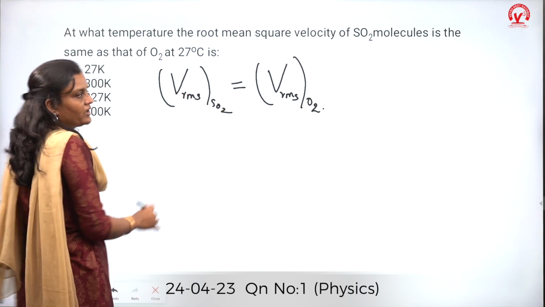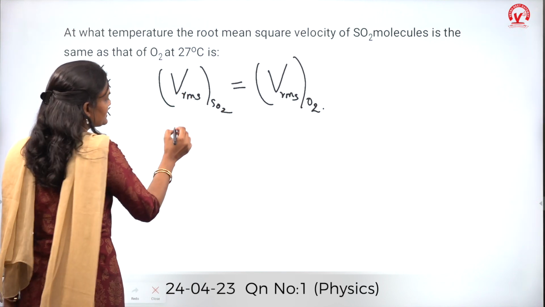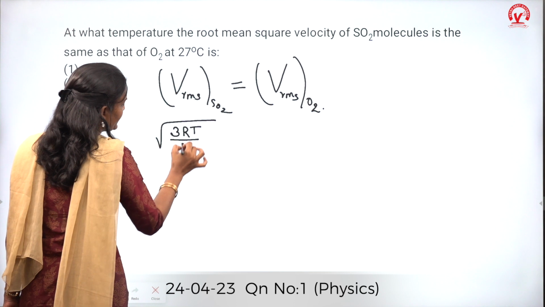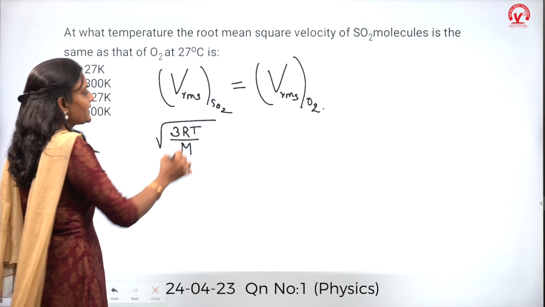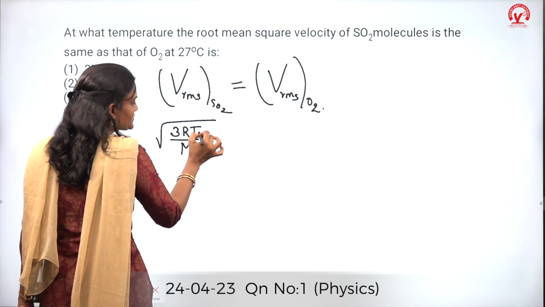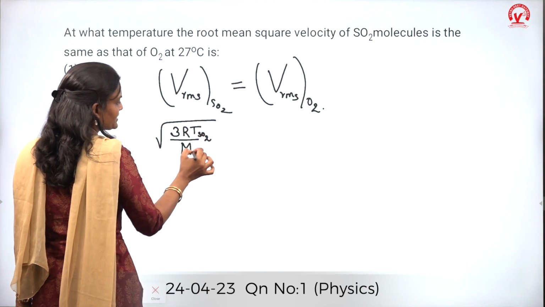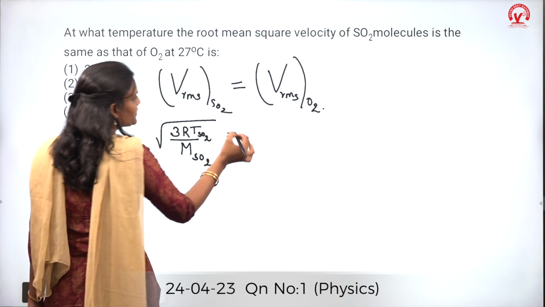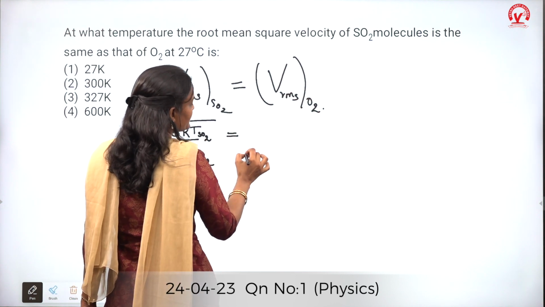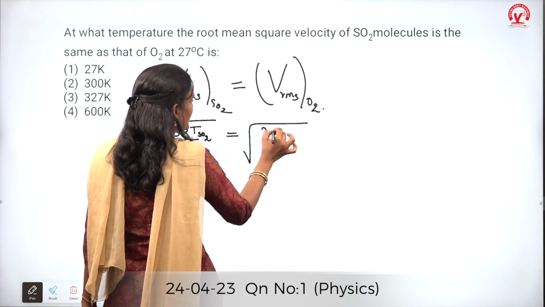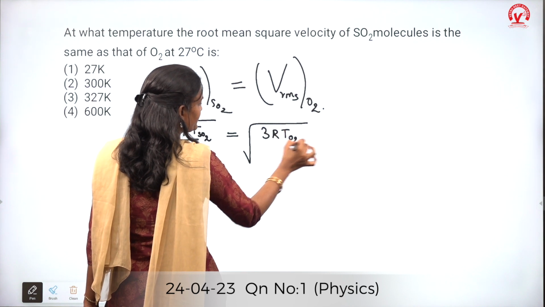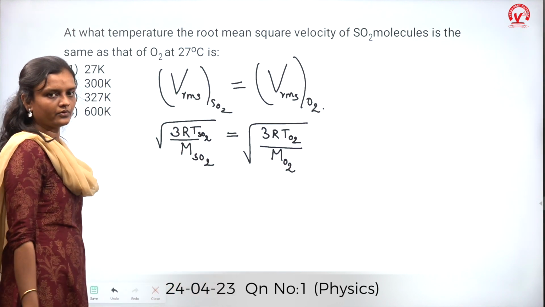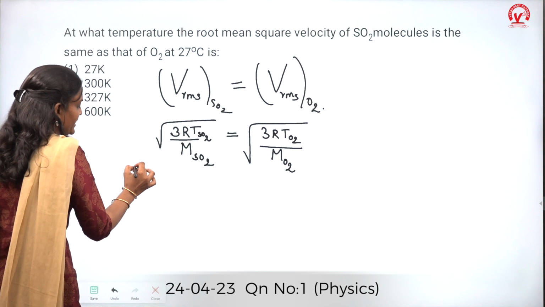The formula for root mean square velocity is root of 3RT divided by M. Here I am representing the SO2 molecule, with temperature T of SO2 and molar mass M of SO2. For O2, the root mean square velocity is root of 3RT of O2 divided by molar mass M of O2.